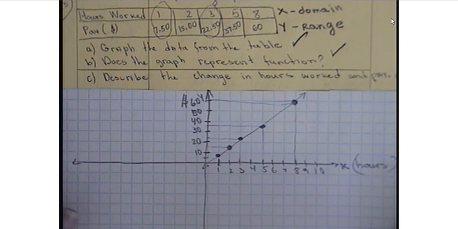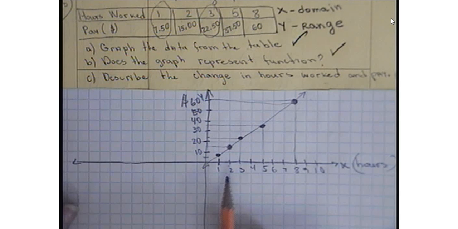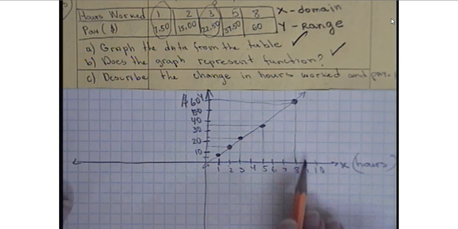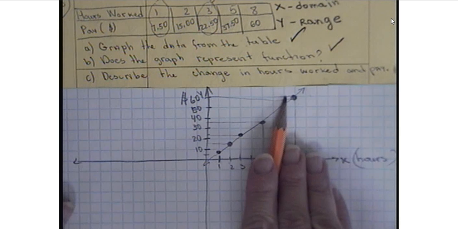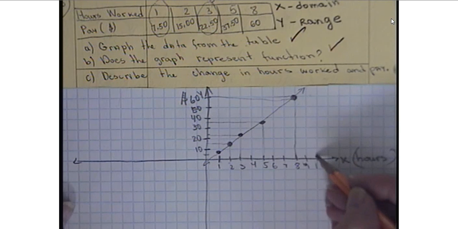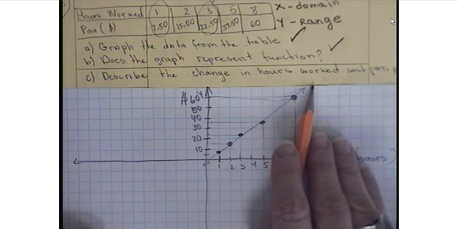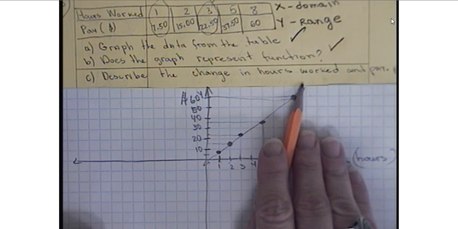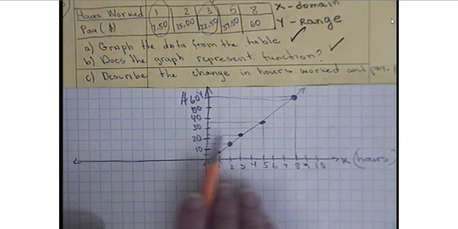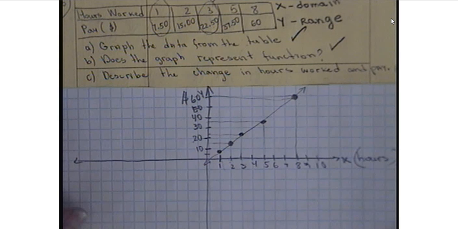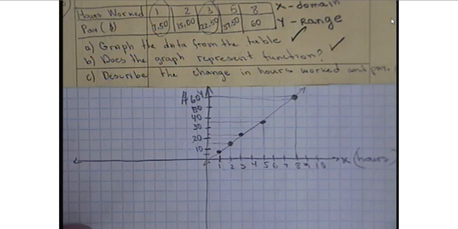Well, what does the change mean? It means the more hours you work, the more money you're going to get paid. So if you work more hours, if you work 10 hours, you will get more money paid. If you work fewer hours, then you will get a smaller amount of money. So this is what the description of this particular graph looks like.